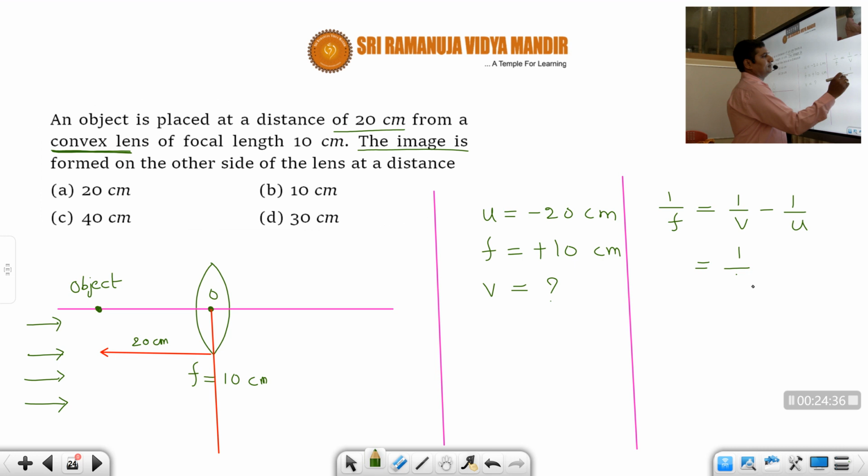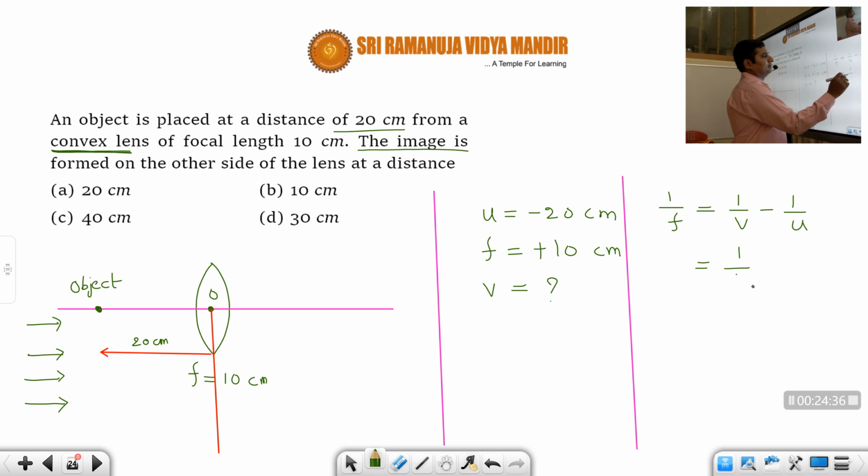This is minus into minus, plus. When it goes that side, minus 1 by 20. So that is equal to, LCM 20, 2 minus 1, so that is equal to 1 by 20. This is 1 by v, students. So therefore this implies v equals 20 centimeters.